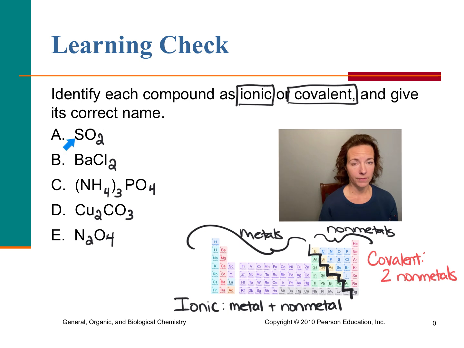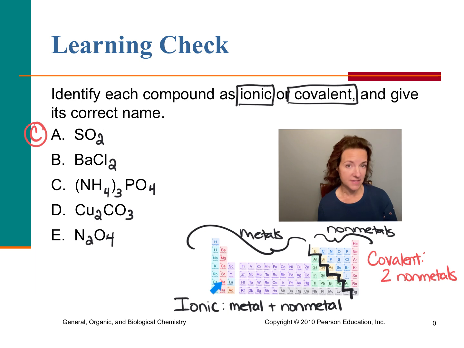So SO2, find sulfur, find oxygen. You're gonna notice they are both on the right side of our periodic table. Nonmetals, covalent compound for letter A. Letter B, barium is on the left side, chlorine is on the right side, ionic compound. Letter C, polyatomic ions. Polyatomic ions are always ionic. We know polyatomic ions are on the back of our periodic table, that they've got special names to them. That's ionic for letter C.